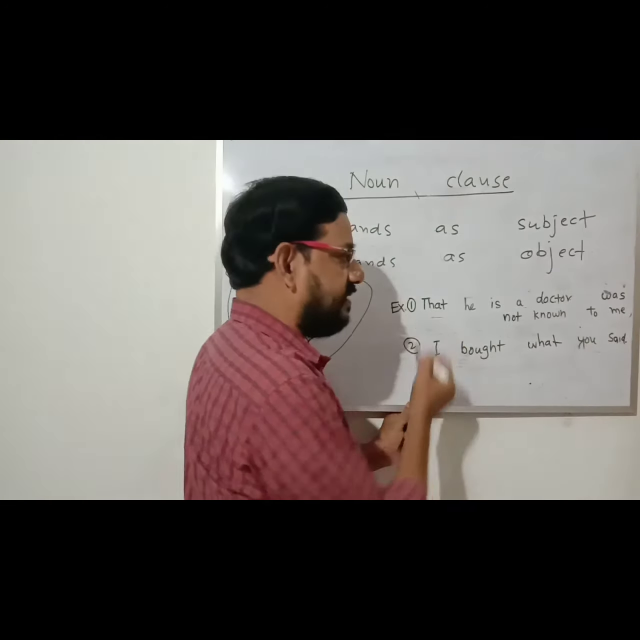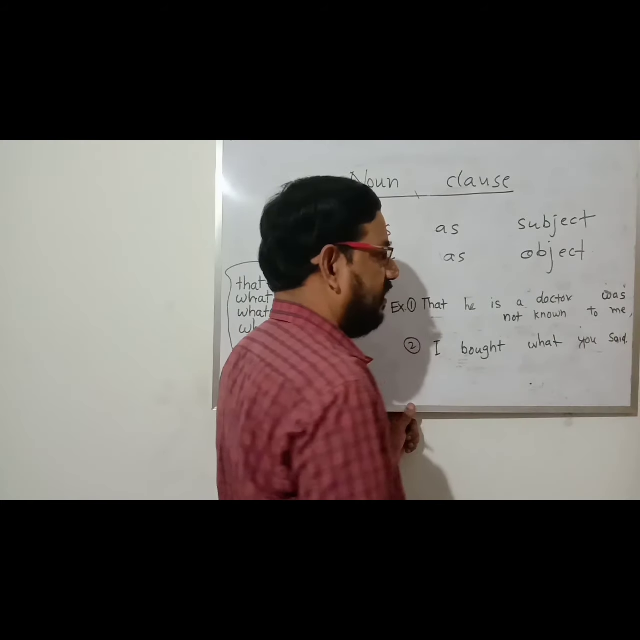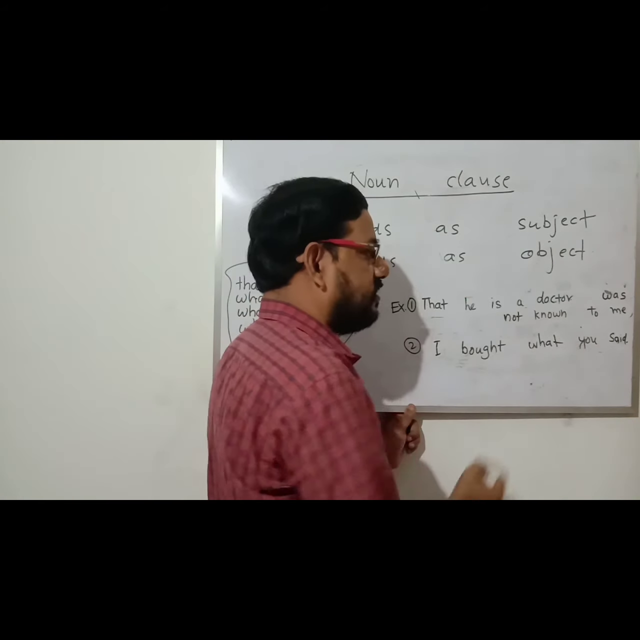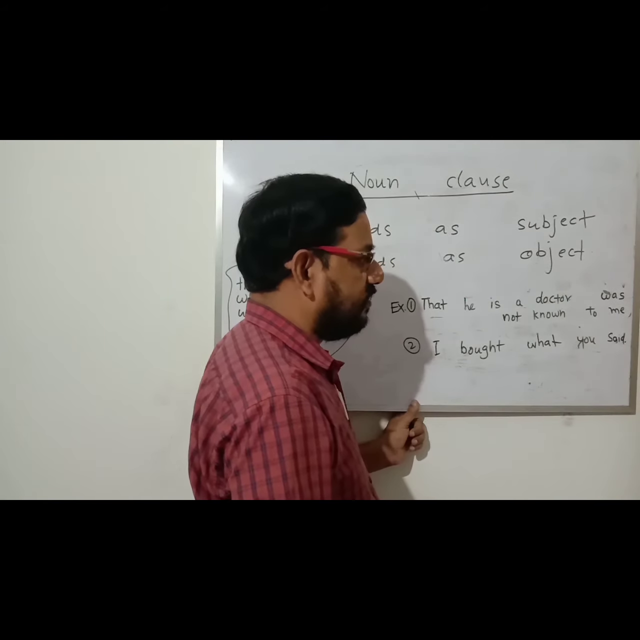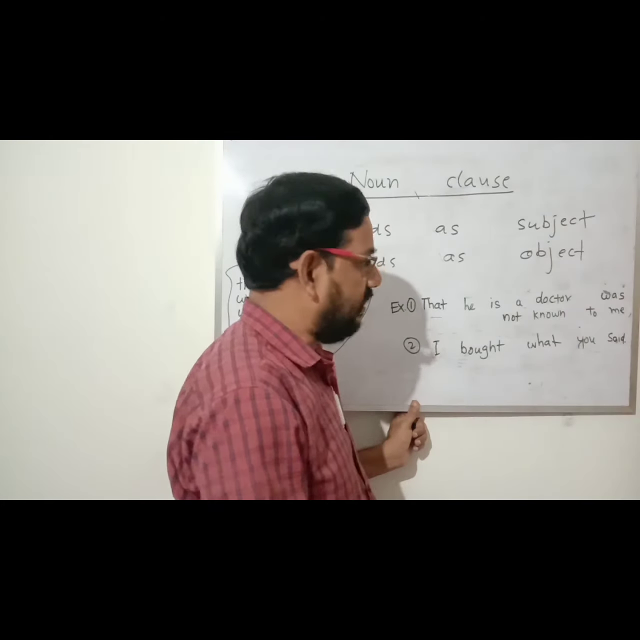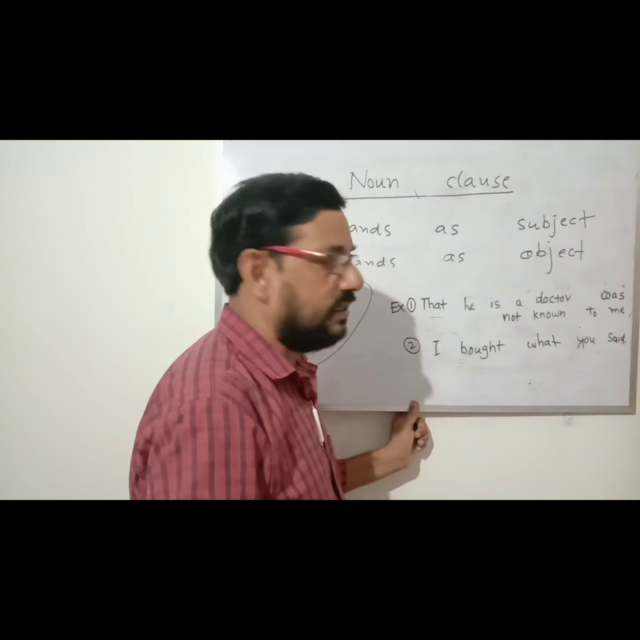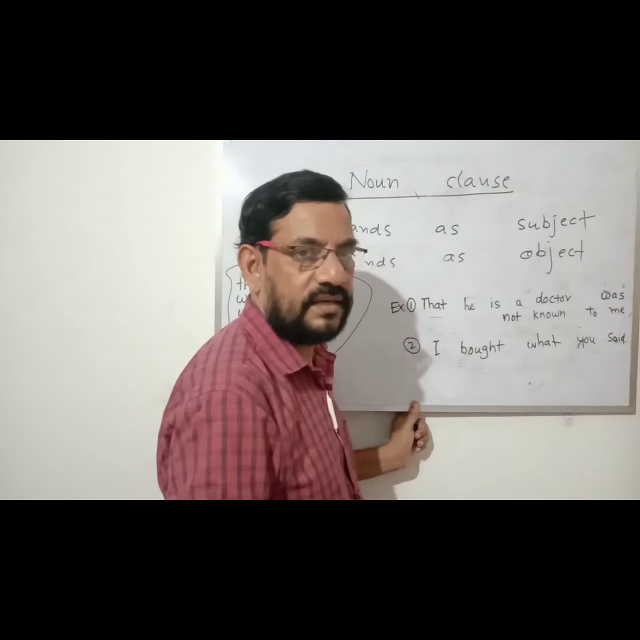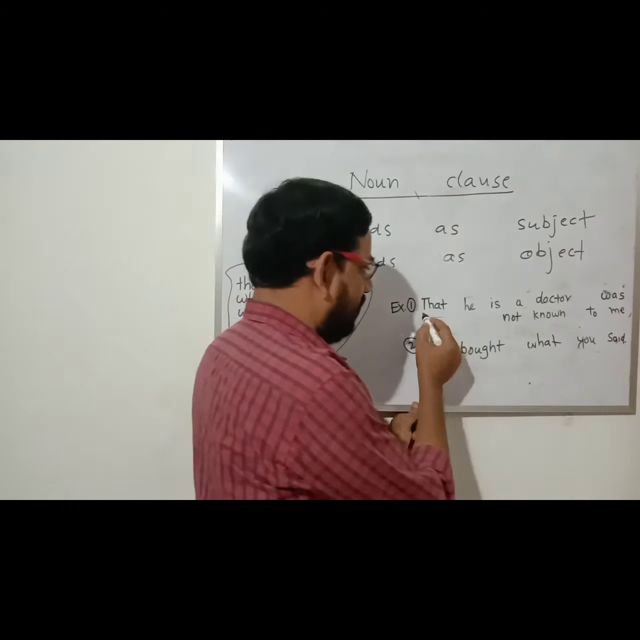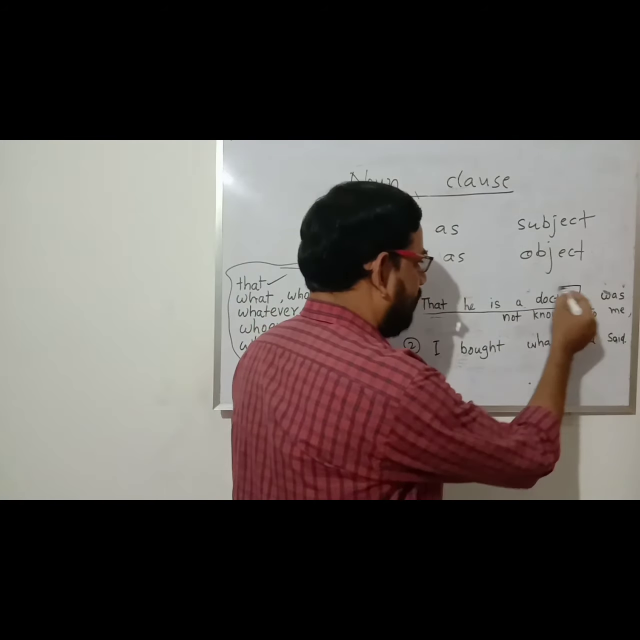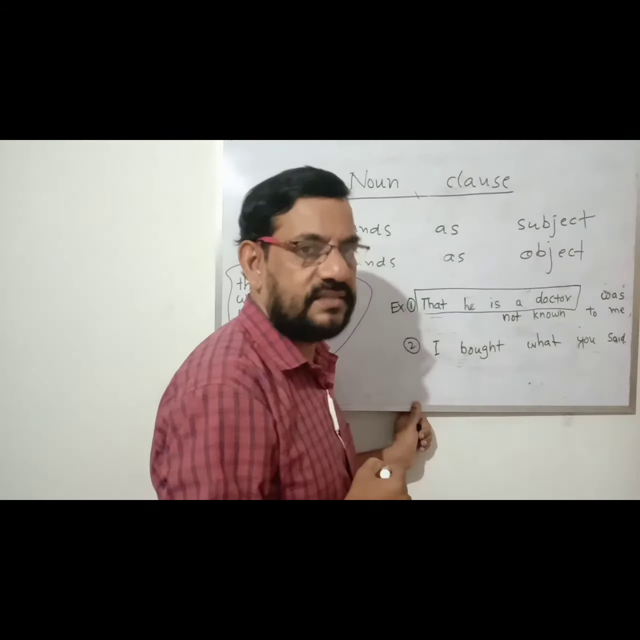What's the first word? That. What's the last word? Me. This is a long sentence. Check whether there are two essential or unavoidable parts in this sentence. Subject and predicate. What is the subject? That is a doctor. That is the first part in this sentence.